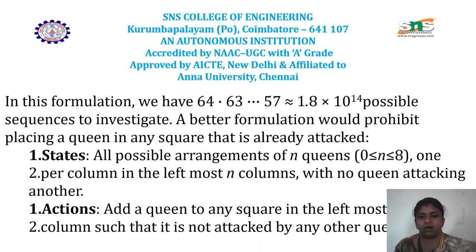In this formulation we have 64 × 63 × ... × 57, which is approximately 1.8 × 10^14 possible sequences to investigate. A better formulation would prohibit placing a queen in any square that is already attacked. States: all possible arrangements of n queens, 0 ≤ n ≤ 8, one per column in the leftmost n columns, with no queen attacking another. Actions: add a queen to any square in the leftmost empty column such that it is not attacked by any other queen.